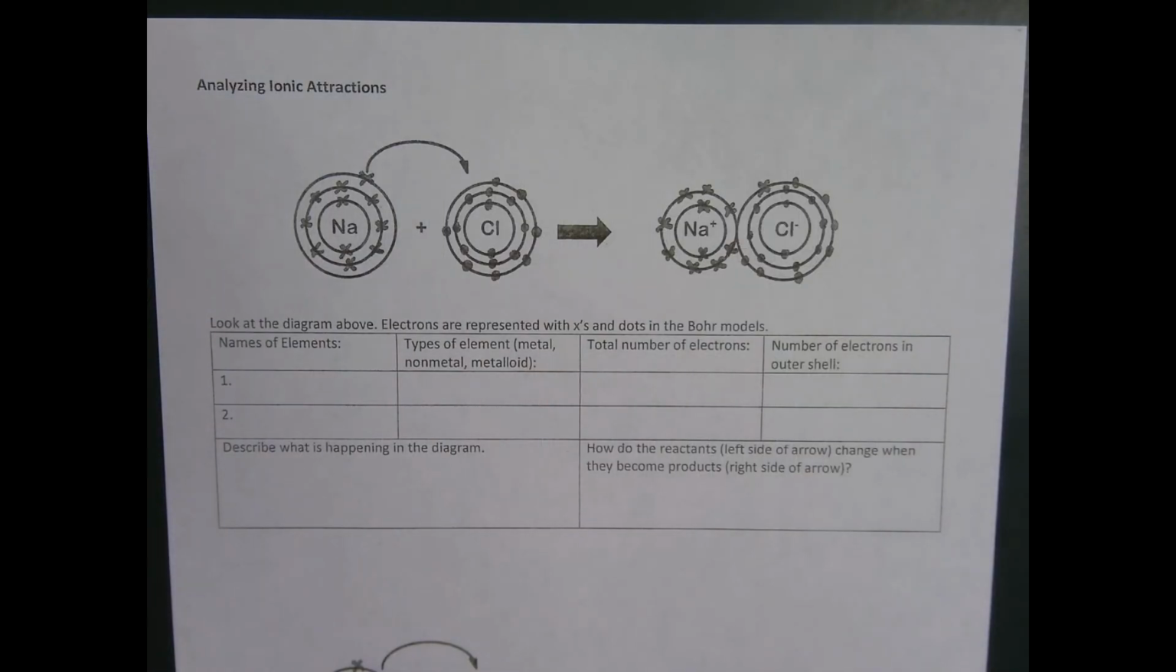Today, we're going to be looking at analyzing ionic attractions. So, how do elements come together and form an ionic attraction? We're going to start with analyzing a couple of diagrams. So, let's go ahead and just see what we can identify in this first diagram.